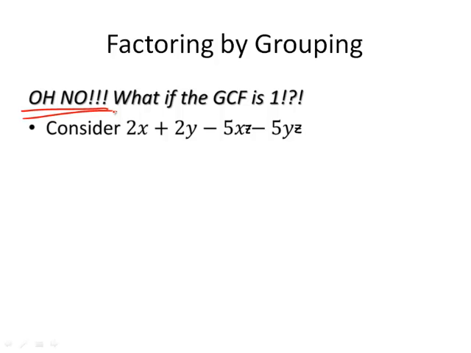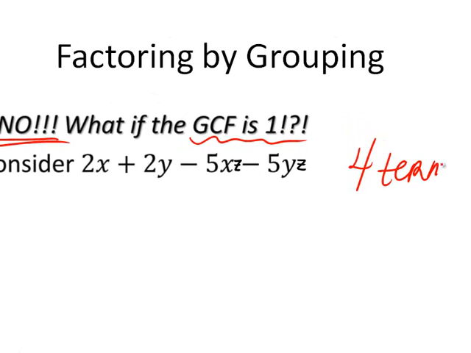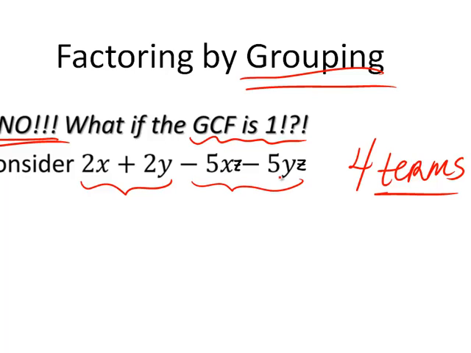Oh no! What if our greatest common factor is 1? Well, you can see in this example, we don't actually have a common factor that is common to all 4 of these terms. If you only have 3 terms or less, that's fine, you just leave it, you say greatest common factor is 1. But if you have 4 terms, there is something special that we can do called the grouping technique. We can take 2 terms at a time and factor them separately.